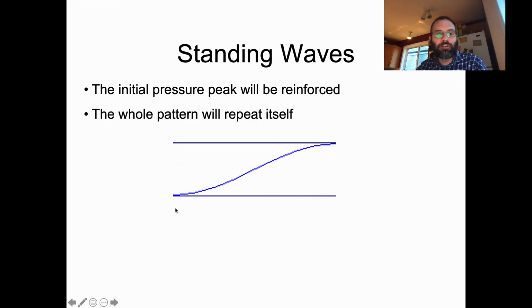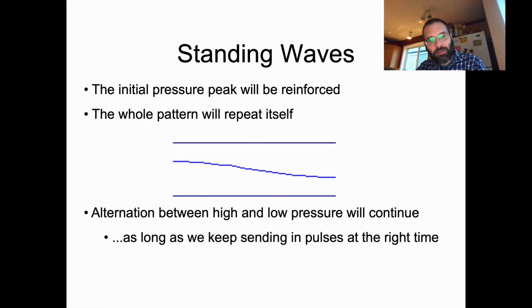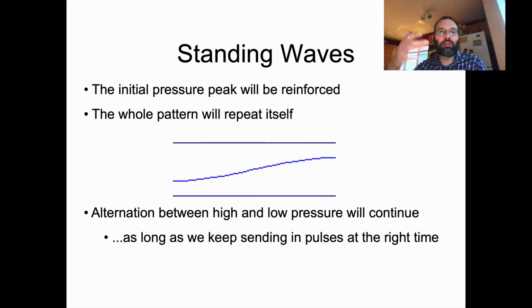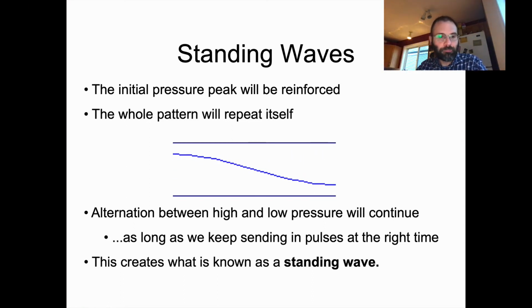It's where you get sort of alternations in pressure at different spots in the closed tube. And it will look like a waveform which is not traveling, but just kind of staying in the same space the whole time. You'll get those alternations between high and low pressure consistently as long as you keep sending in those pressure pulses at the right time. It'll no longer look like a traveling wave. It'll look like a standing wave. Okay, so this is what we get when we have resonance.